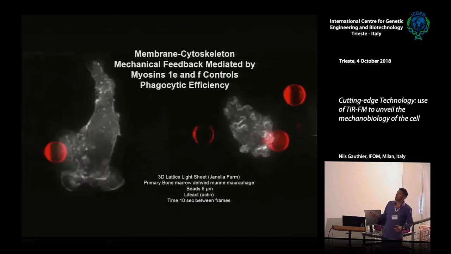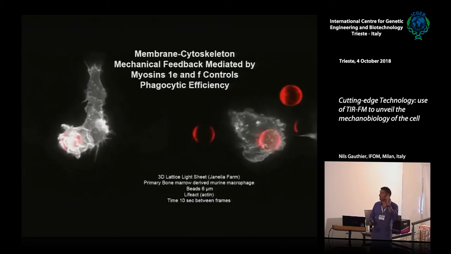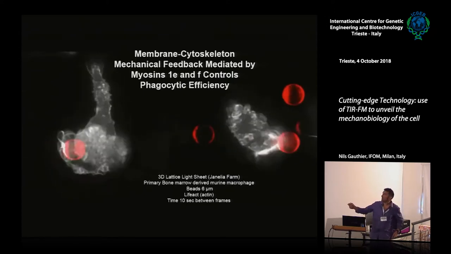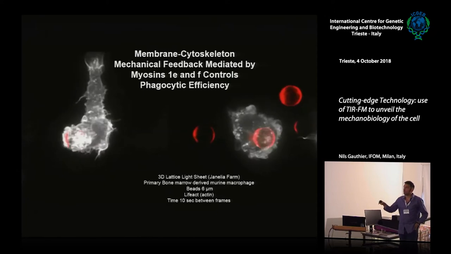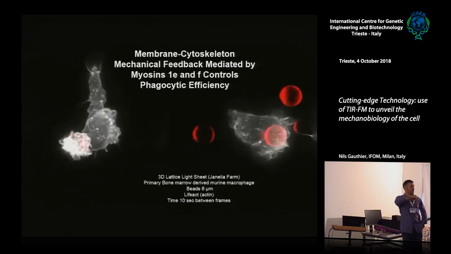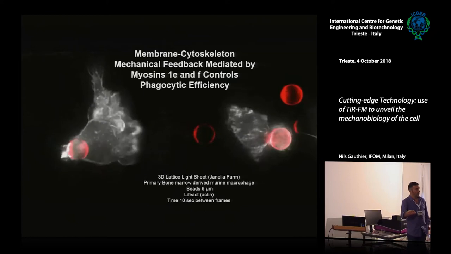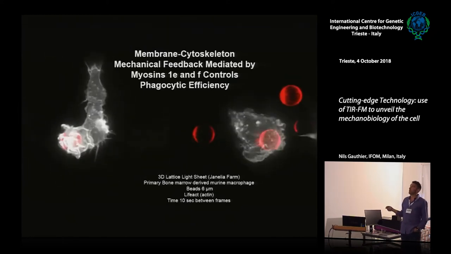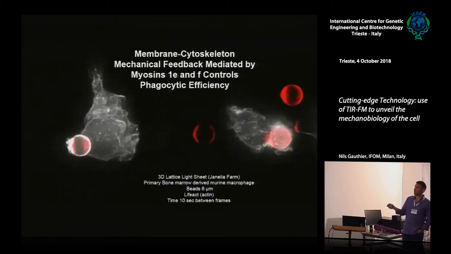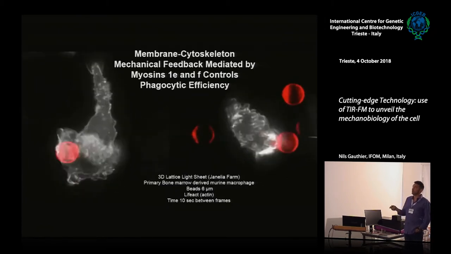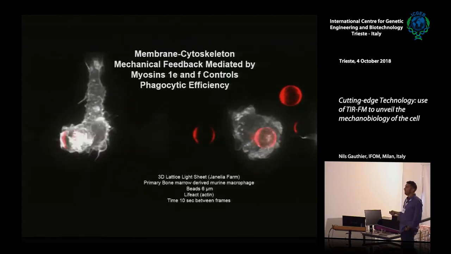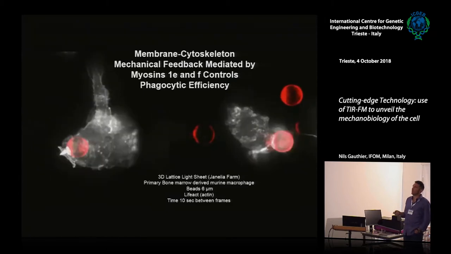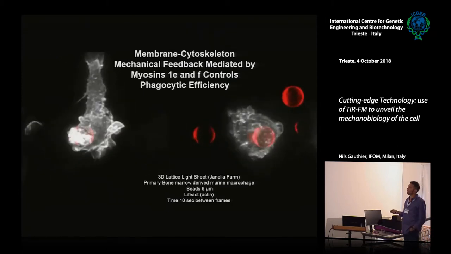Then I will talk about this rapidly. And this is what we are really doing in the lab, I mean, part of the subject that we are doing in the lab. What I will show now is not TIR-FM anymore, but you're going to see it by many microscopy techniques. We address this question, and we show that membrane cytoskeletal mechanical feedback, or crosstalk, mediated by a molecular motor, which is the myosin 1 family, 1E and 1F, is controlling the phagocytic efficiency. Here we have a bead that is swallowed by a macrophage that is transfected with an actin marker. Here we have another example.